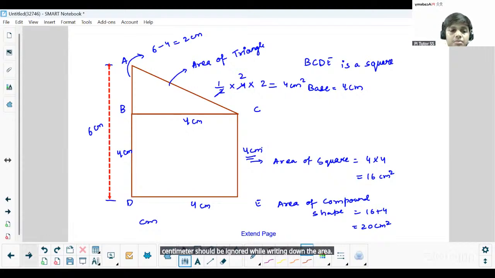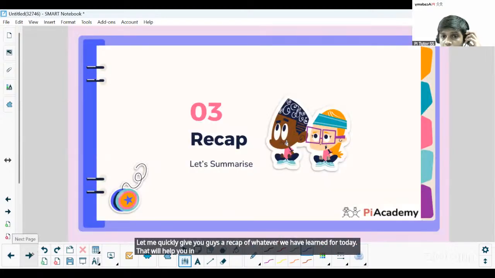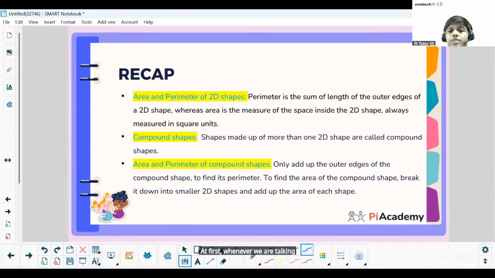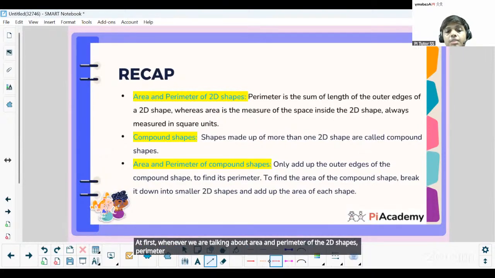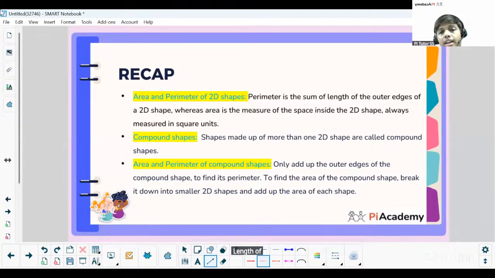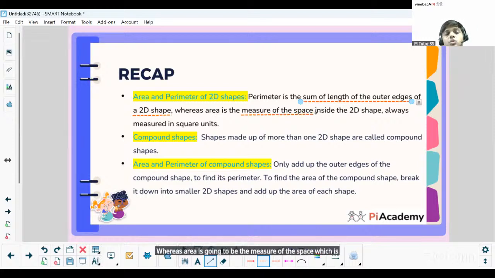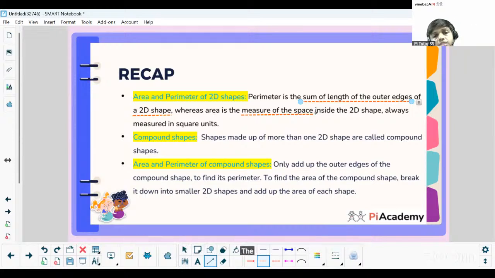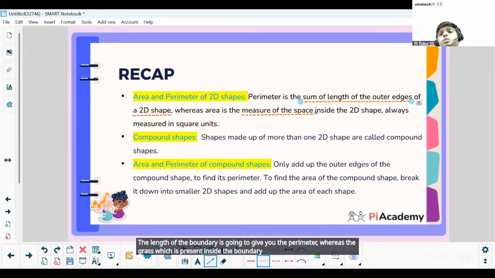Let me quickly give you guys a recap of whatever we have learned for today. That will help you in recalling and also remembering these type of points. At first, whenever we are talking about area and perimeter of the 2D shapes, perimeter is going to be the sum of the length of the outer edges. And within these edges, you just have to add all of them up to get the final answer. Whereas area is going to be the measure of the space which is present inside that 2D shape. So the cricket example that we have already talked about, the length of the boundary is going to give you the perimeter, whereas the grass which is present inside the boundary is going to become your area.